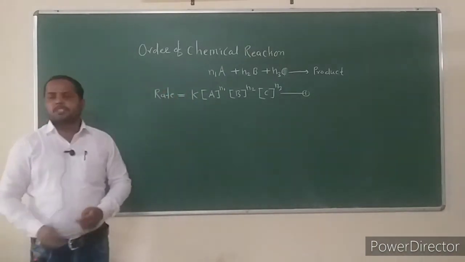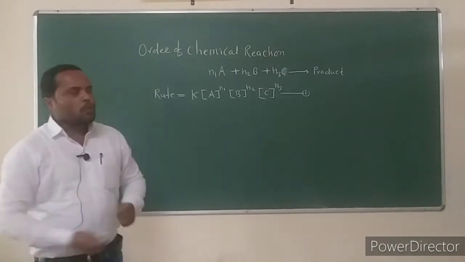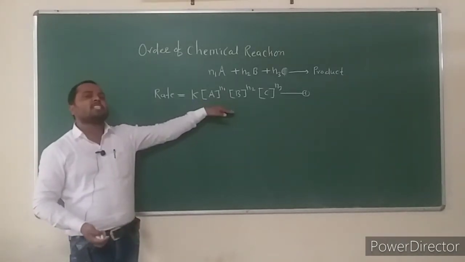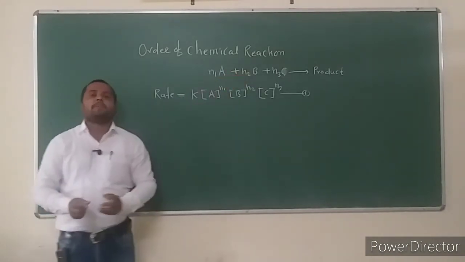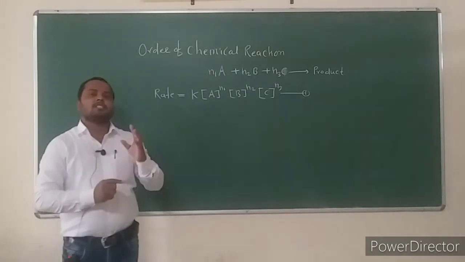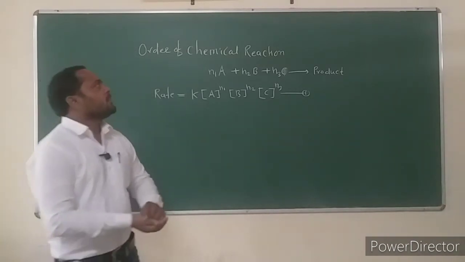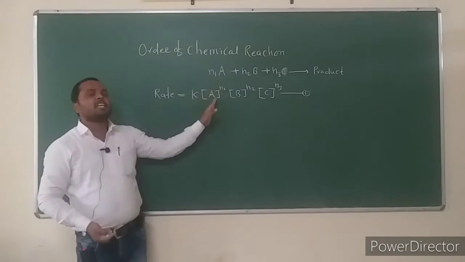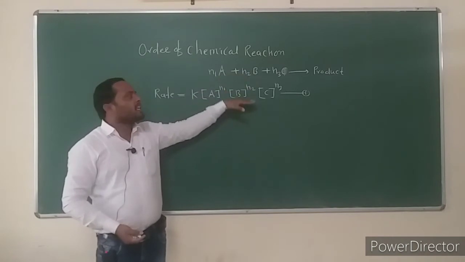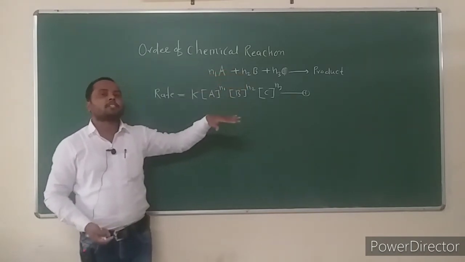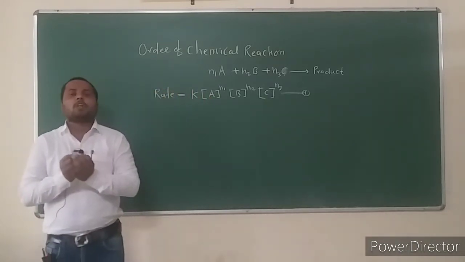Then what is the order of reaction? With the help of this rate equation, we can determine the order of this chemical reaction. The order of chemical reaction is an experimental quantity and it is obtained from the rate equation of the applicable chemical reaction. What is the rate equation applicable for the given chemical reaction? From this rate equation we can obtain the order of reaction.